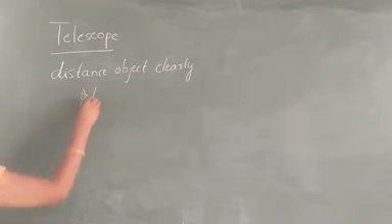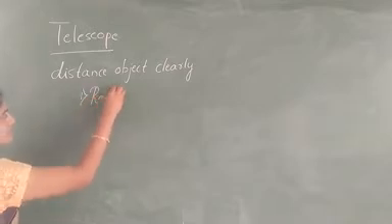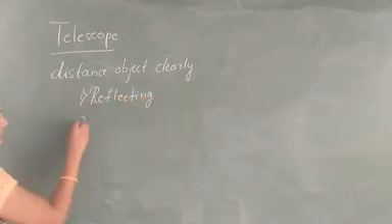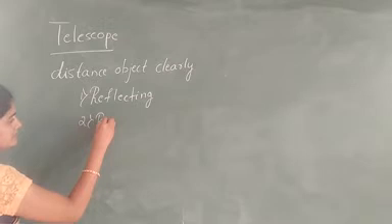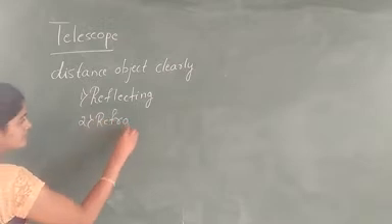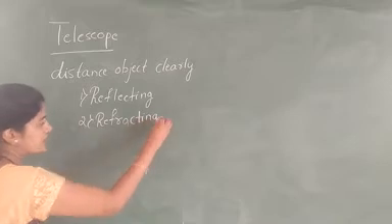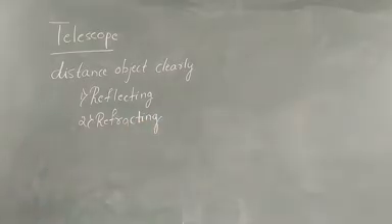First one, reflecting, and the other one is refracting. These are the two types of telescope. First one is your reflecting and second one is your refracting. There is no definition for this.